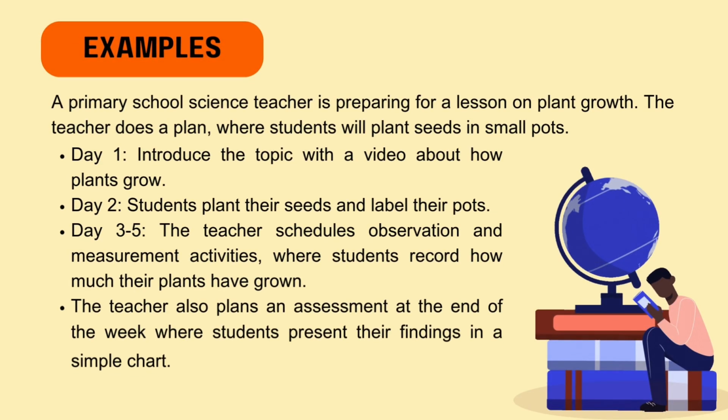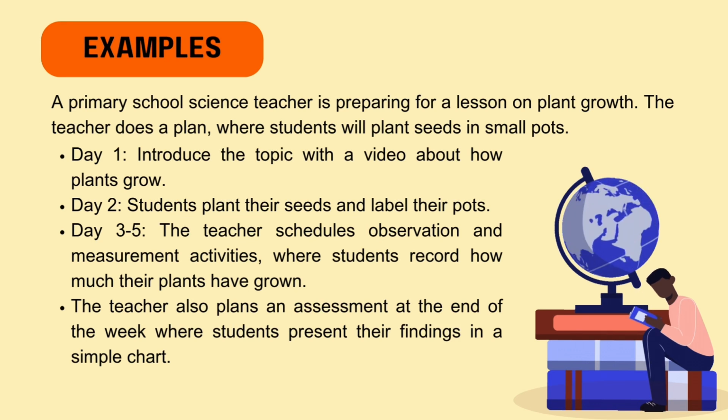Take this as an example. A primary school science teacher is preparing for a lesson on plant growth. The teacher does a plan where students will plant seeds in small pots. For day 1, they introduce the topic with a video about how plants grow. And then, for day 2, students plant their seeds and label their pots. From day 3 until 5, the teacher schedules observation and measurement activities, where students record how much their plants have grown. From this, the teacher also plans an assessment at the end of the week, where students present their findings in a simple chart.